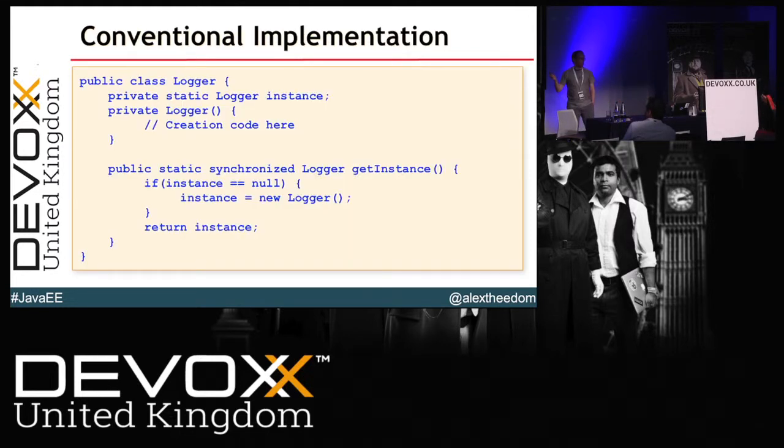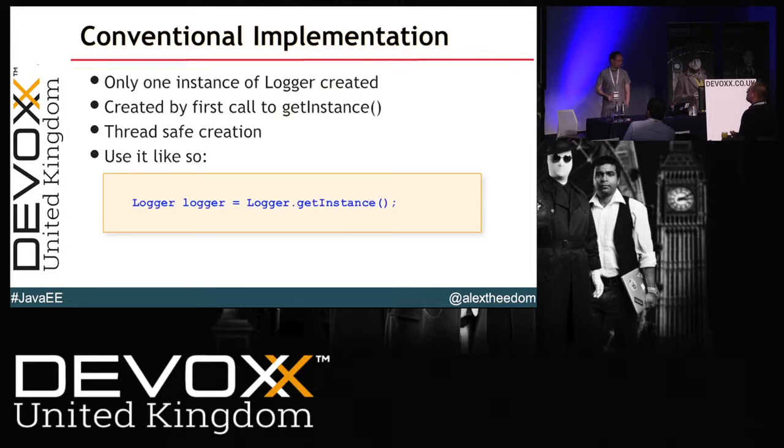So this is what a conventional implementation of the Singleton pattern would be if we were implementing a logger. This is a thread-safe, lazily initialized Singleton object. Calling the getInstance method on the class name will create the instance. All subsequent invocations of that method will return the previously created object. So we use it like this. We call getInstance on the logger, which returns our instance.